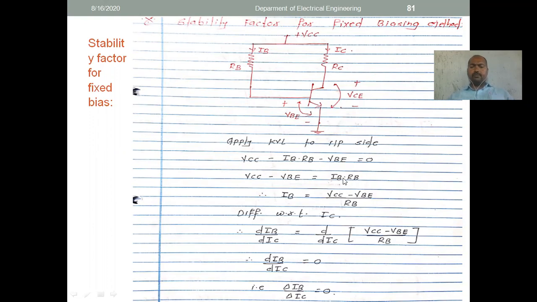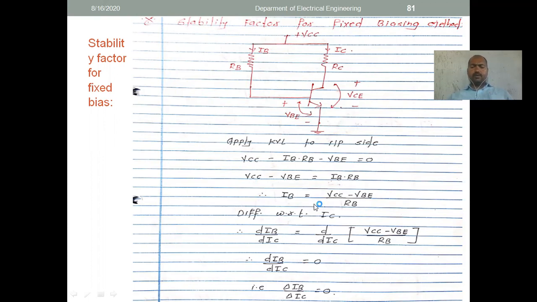We require only IB, so IB equals, and RB going to this side, multiplying, goes to the other side as divided. So VCC minus VB divided by RB. This is now equal to IB.